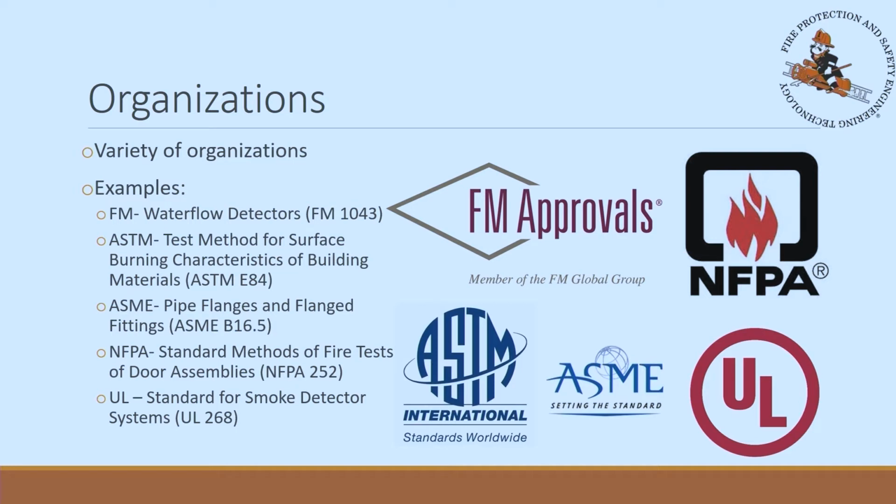ASME, or the American Society of Mechanical Engineers, is another organization, and they get involved in things like pipe flanges and flange fittings through ASME B16.5. NFPA is another organization that gets involved in different test standards. For instance, the standard methods for fire tests of door assemblies through NFPA 252. UL, or Underwriters Laboratory, is another organization, and we're going to discuss more about their process today as an example. It helps with the development of the standard for smoke detector systems, or UL 268.